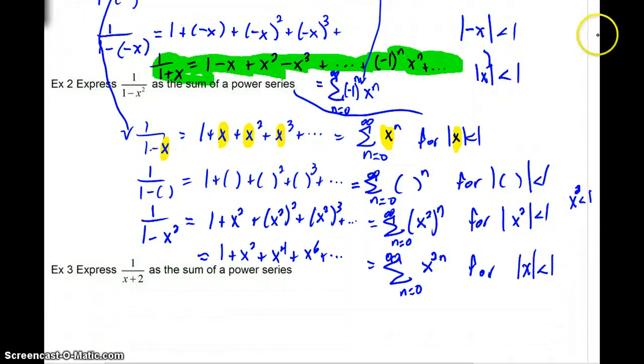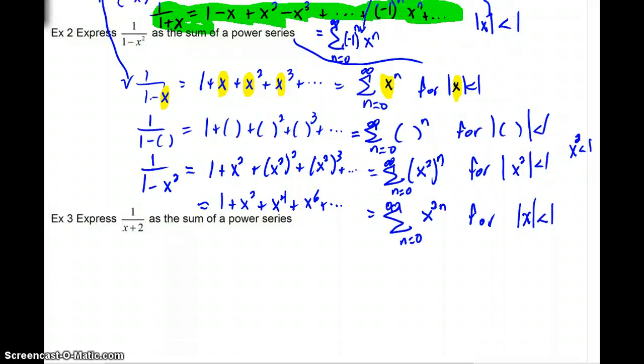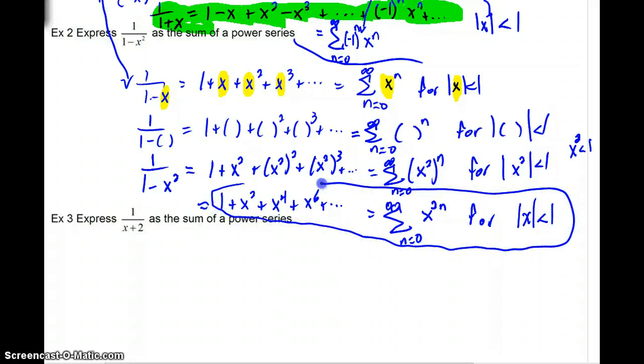So look, we've actually arranged a new series. We're seeing that 1 all over 1 minus x squared could be written in this way. Again, what are we really saying? This series is representing the function. Take a look at example 3.